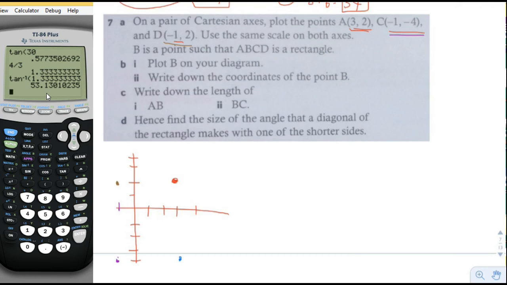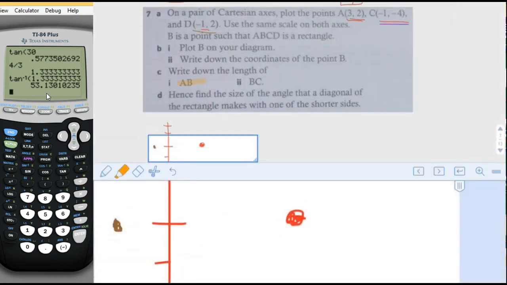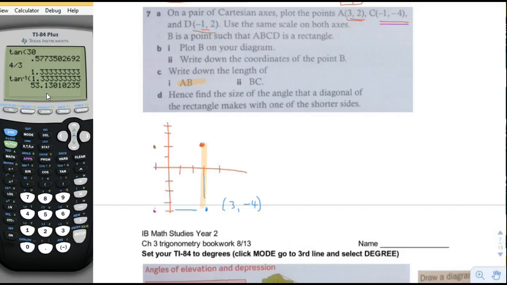Write down the coordinates of point B. Okay, well, it looks like its x would be 3, and the y would be -4. Okay. And then it says write down the length of AB and BC. Okay, so AB would be 3, 2 to 3, -4. So it would be this line here. This appears to be 1, 2, 3, 4, 5, 6 long. So the answer is 6.